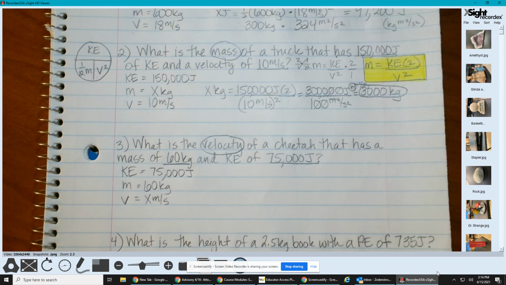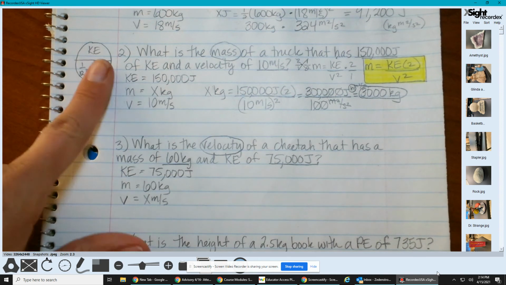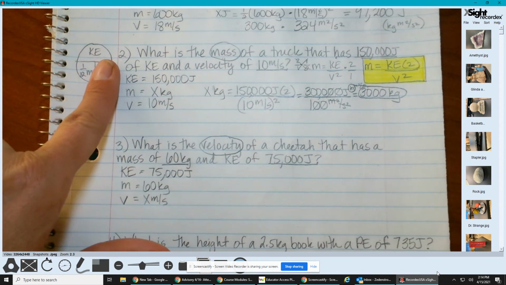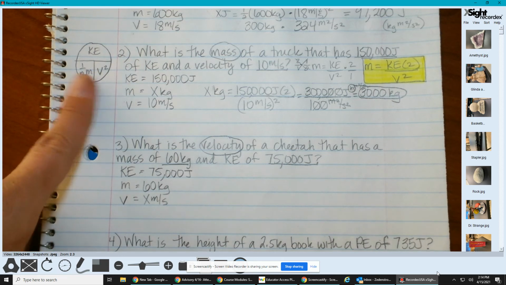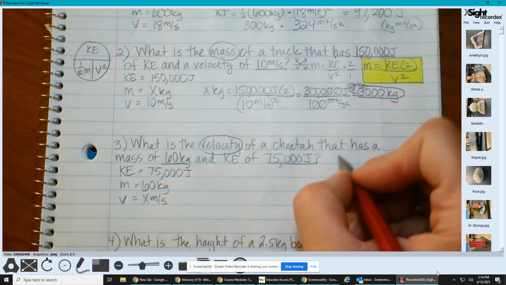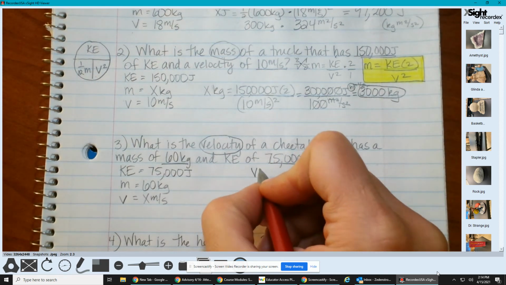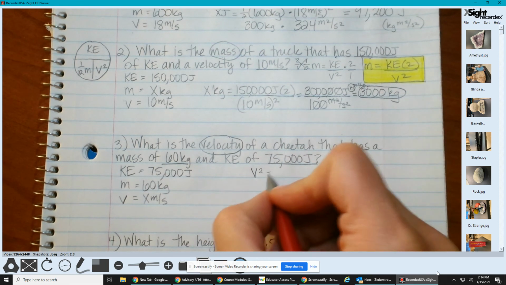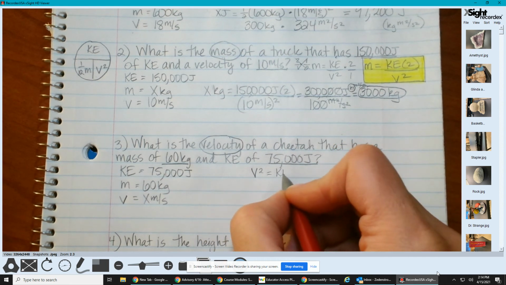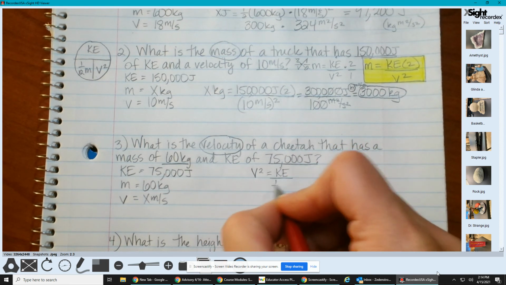So I need to figure out my equation. Now I'm looking for velocity. I'm going to cover up the V, and that's going to give me KE over 1/2 mass. And I'm keeping the V squared for now. So I'm going to write it right here so I have some space. V squared equals kinetic energy on top, 1/2 mass on bottom.